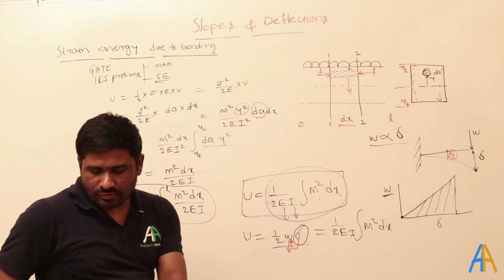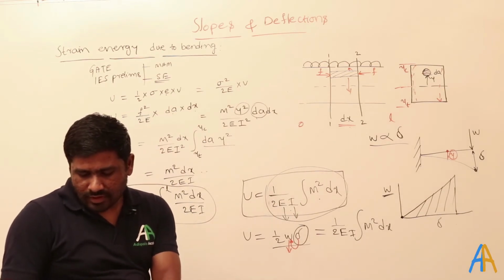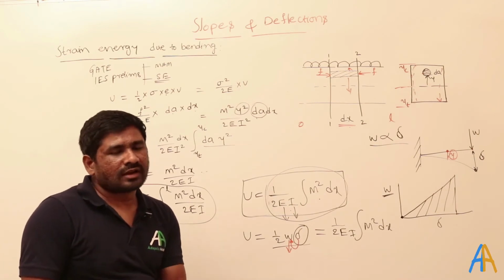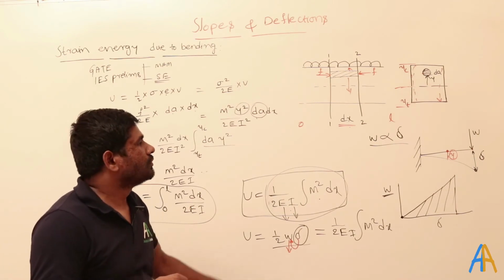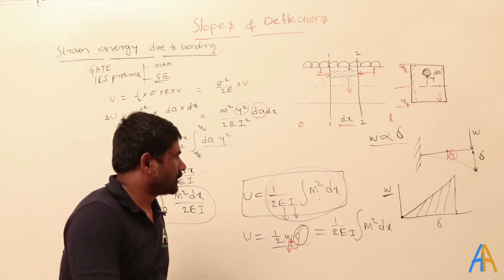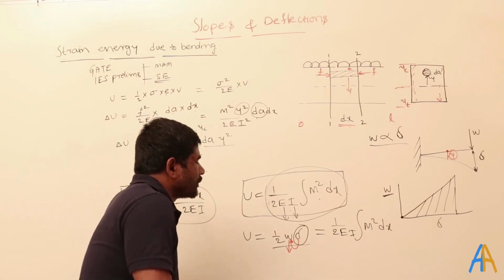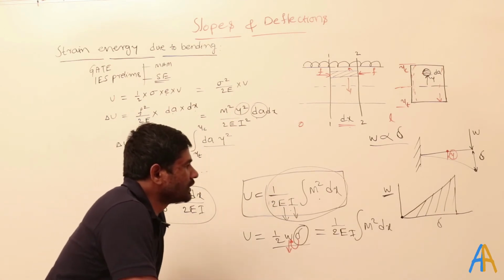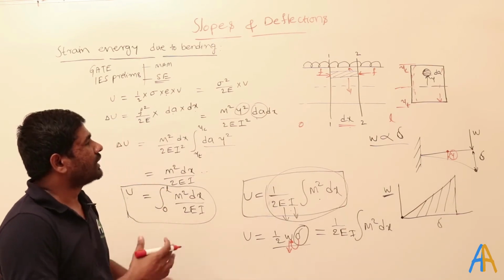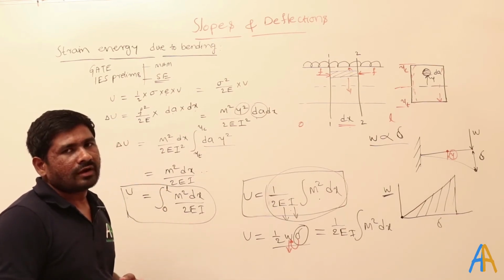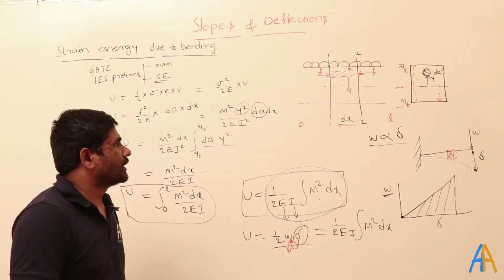We will go for that modification suggested by Castigliano. He is an Italian scientist, Castigliano. We will see that modification later. Before we go for that modification, we will take up some examples and see how to find out the deflection in those examples.